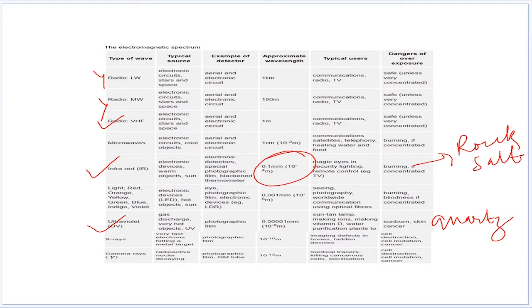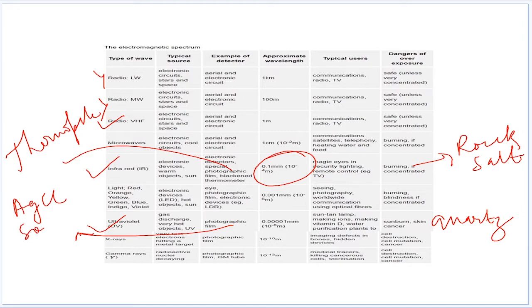Infrared rays can be easily detected by a blackened bulb thermometer, or we can also use a thermopile because of its heating effect. And UV rays, especially, we can use either a photographic film or a silver chloride solution. As the silver chloride solution is moved from the red end towards the violet end, first it is white, then it turns blue, and finally it turns black. That shows the presence of ultraviolet rays.